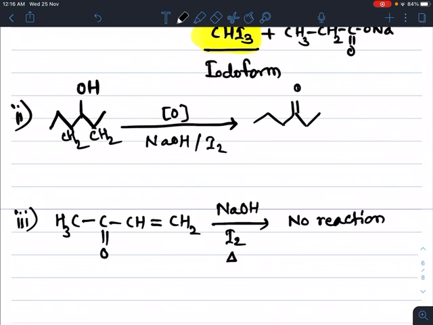There is no formation of iodoform because this compound contains a carbon-carbon double bond. An unsaturated ketone, even though it contains the CH3CO group, does not undergo the haloform reaction. So these are some limitations of the haloform reaction.